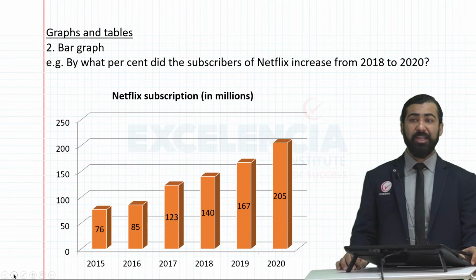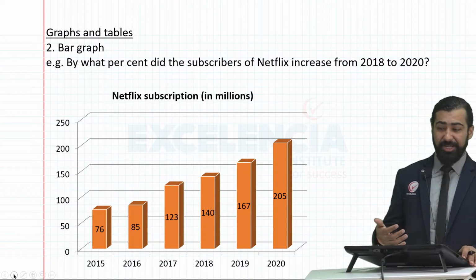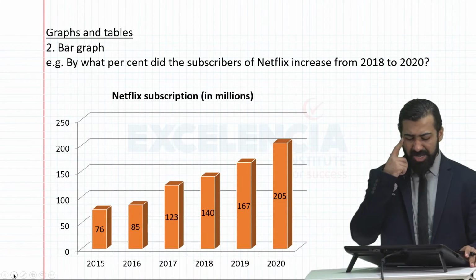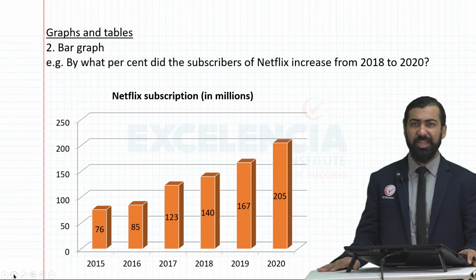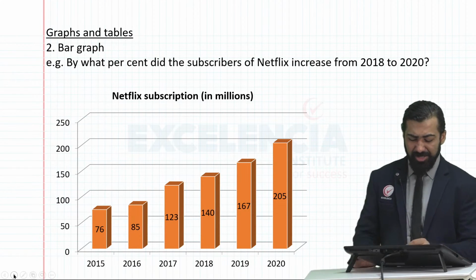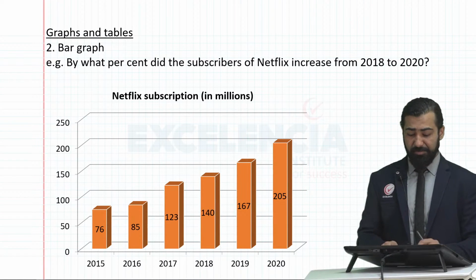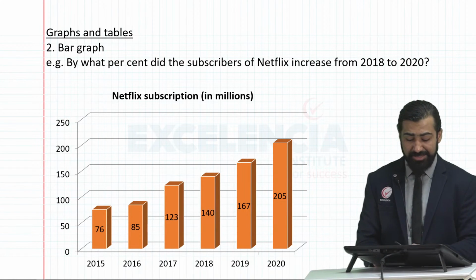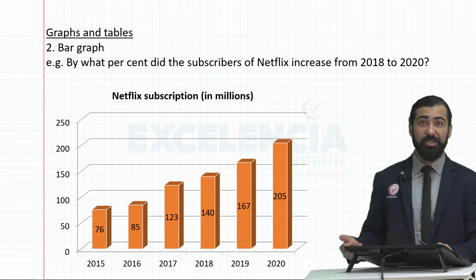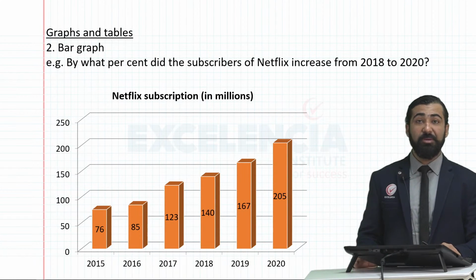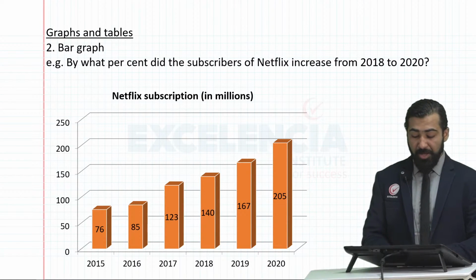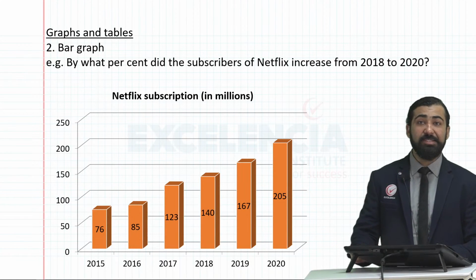We have simple bar diagrams, or there are multiple bar diagrams, subdivided bar diagrams. Generally in exam you'll see simple bar diagram questions being asked. In a bar diagram, the x-axis can be anything. In our question on x-axis we have got year, and on y-axis we have got number of subscribers. But x-axis and y-axis can be anything.